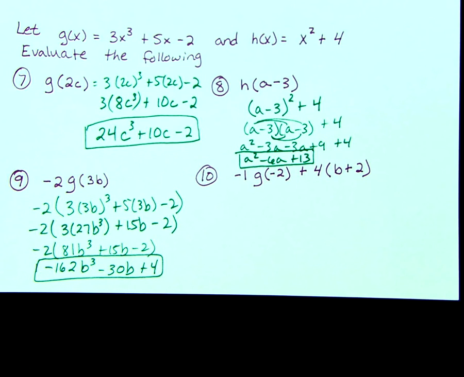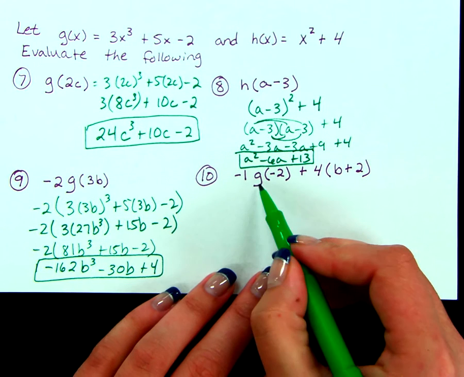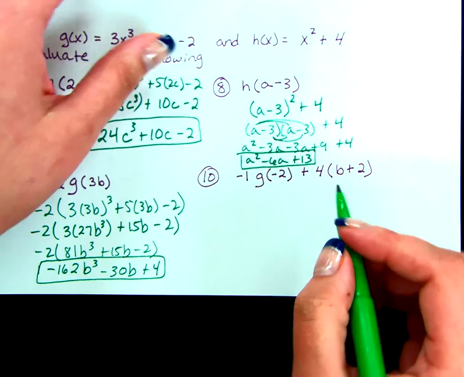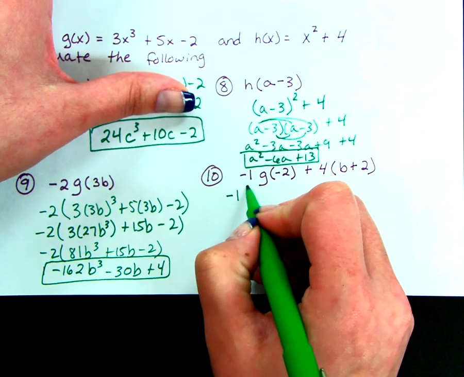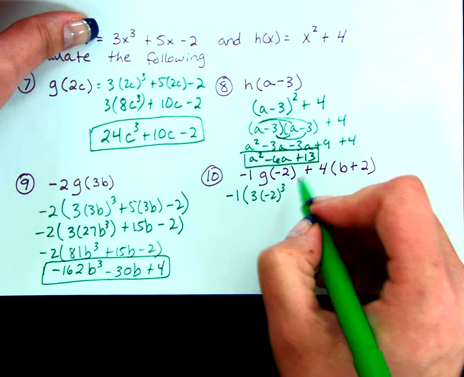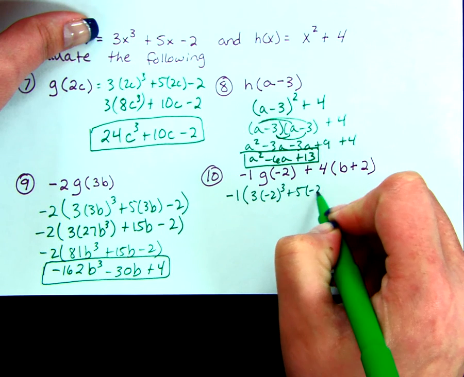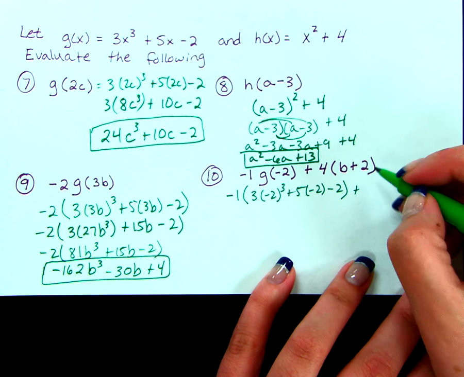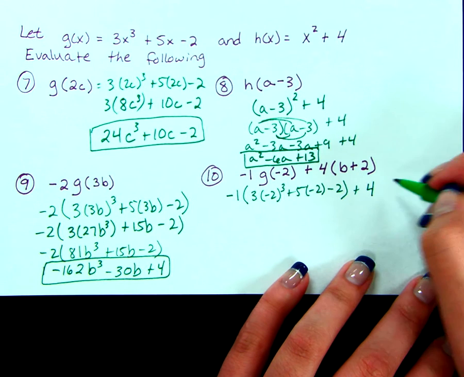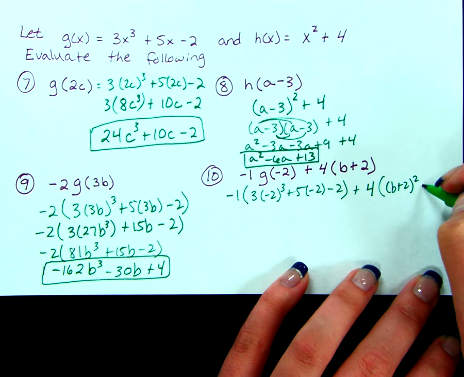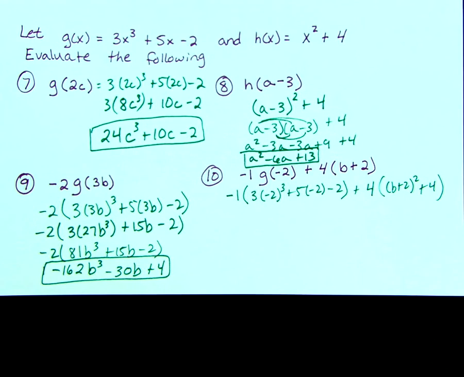All right, and our last evaluating problem, so kind of the same idea. So for the g equation, we're substituting in negative 2 and then multiplying our final answer by negative 1. So we'll have negative 1 times, and then 3 times negative 2 cubed plus 5 times negative 2 minus 2. And then for the second one, again, we are going to substitute b plus 2 in and then take our final answer times 4. So we'll have b plus 2 squared plus 4. All right, so now we're just using order of operations to simplify.